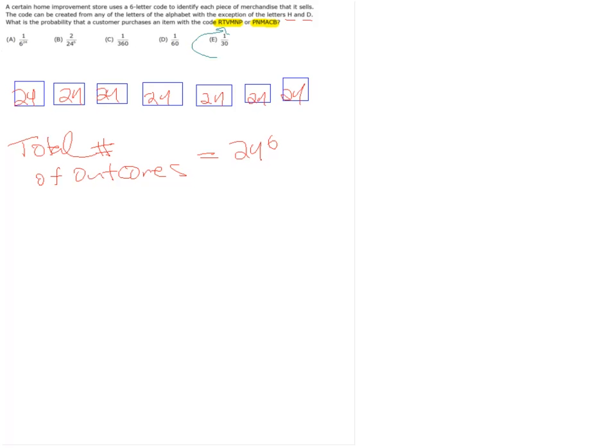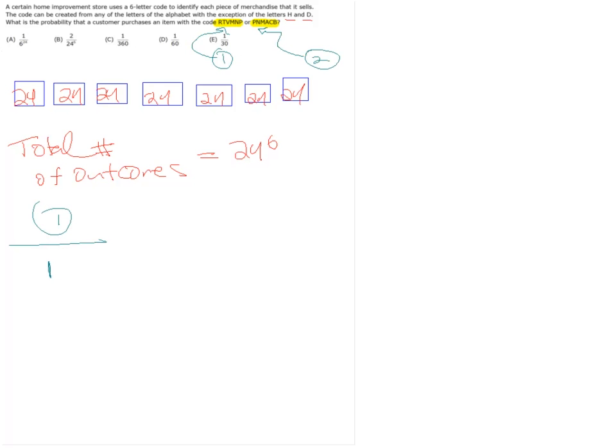So notice, too, there's really nothing of significance about these two codes. They're just two codes that could potentially be made. Okay? So let's just call this code 1 for simplicity and code 2 for simplicity. So the number of ways we could make code 1 is just 1. Right? There's only one way to form the letters R, T, V, M, N, P, and that's R, T, V, M, N, P. There's no other way to do that.